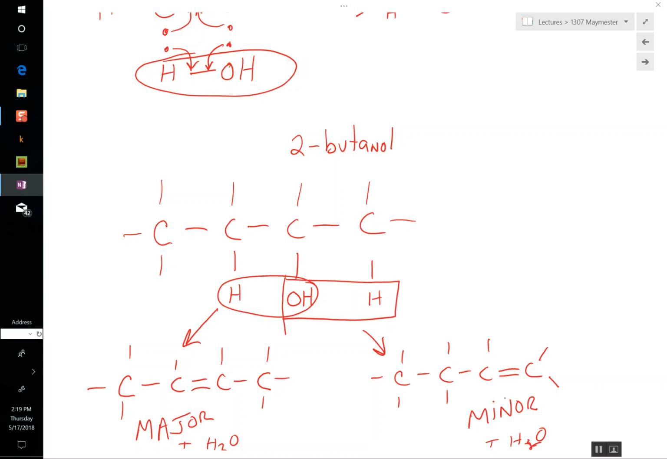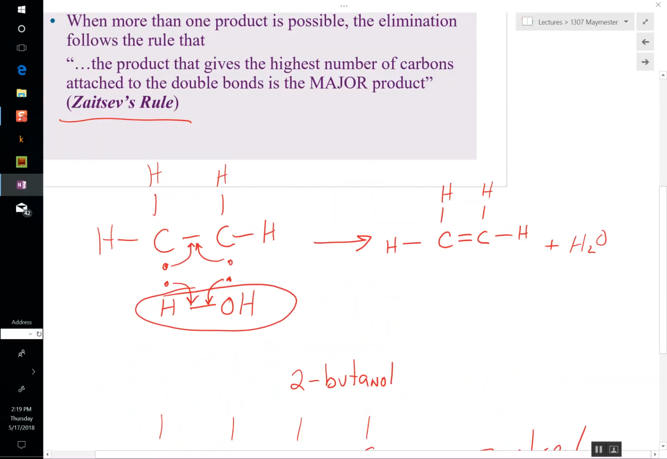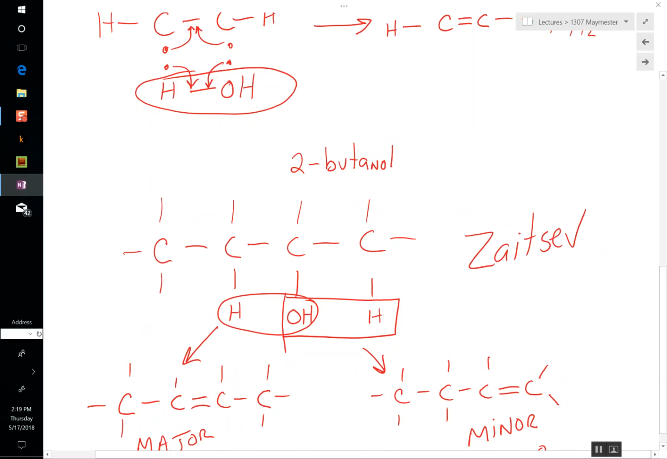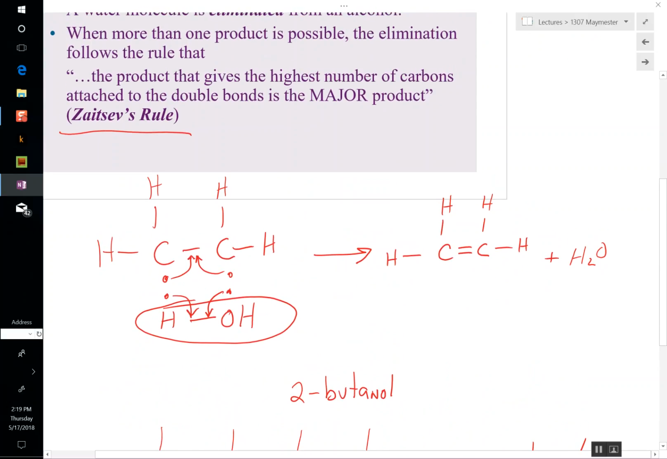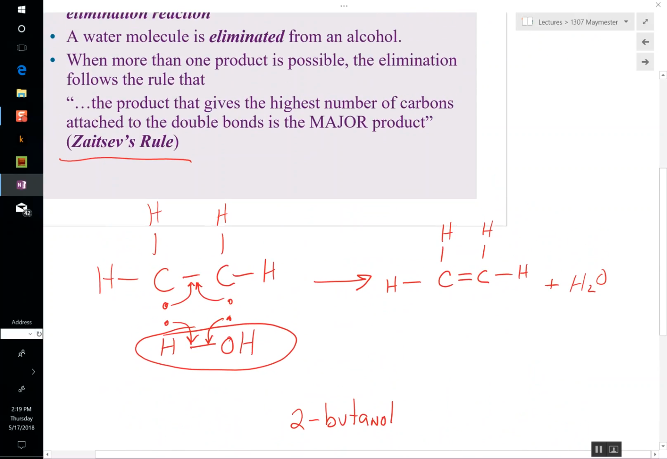All right, and so Zaitsev. Am I spelling his name right? Yeah, Zaitsev. And I think he's also another Russian chemist. Okay, what does he say? The product that gives the highest number of carbons attached to the double bond is the major product.